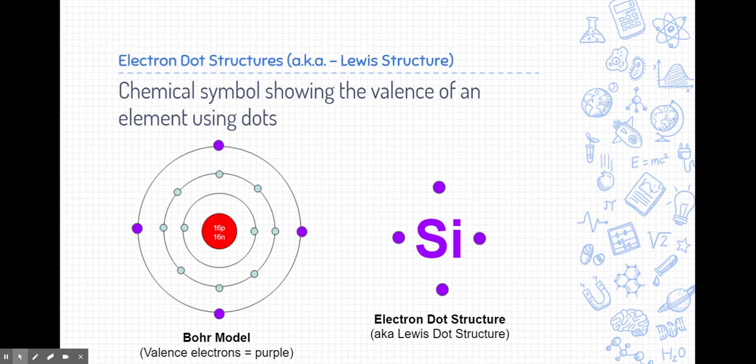Now, if you're wondering where the dots go, think of the symbol, silicon, as kind of like a box or a square, and each side of the square has 2 electrons to it. So as long as you put no more than 2 electrons per side, you'll be fine in drawing the electron dot structure.